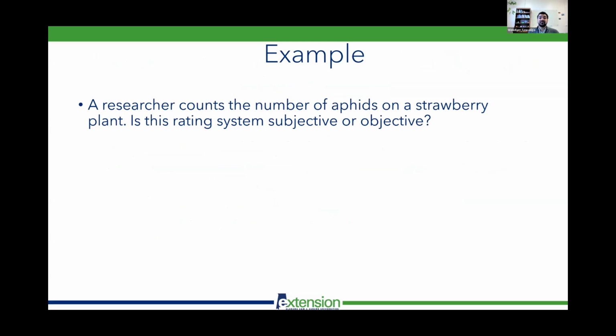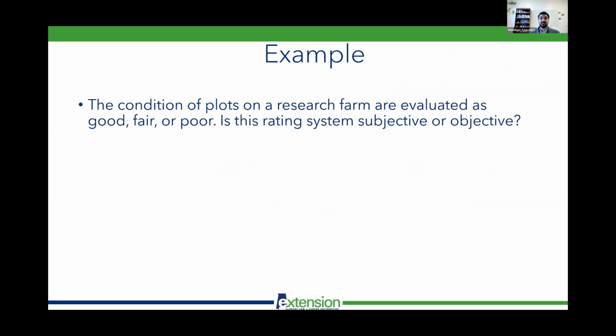So as an example, if a researcher counts the number of aphids on a strawberry plant, would this rating be subjective or objective? Since we're dealing with a count, usually going to be objective there. In contrast, if the conditions of plots on a research farm are evaluated as good, fair, or poor, is this system subjective or objective? This one would be subjective because there might be differences in how evaluators would deem the plots to be.